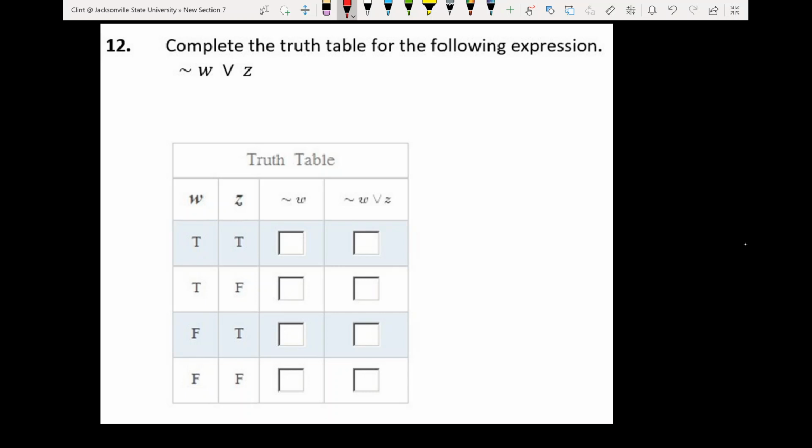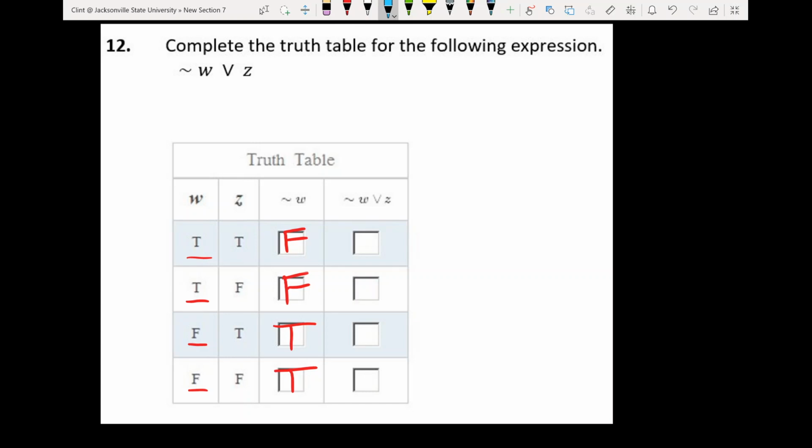Then the next column we want to fill out is this squiggle W, or this negation of W column. If we're negating W, what does negation mean? That just means that we want to take the opposite of what W was. So here W was true, so the opposite of that is going to be false. On the second row, W was true, so it's false again. On the third one, W was false, so this time it's going to be true. And on the last one, W was false, so now it's going to be true. So we've got that column filled out.